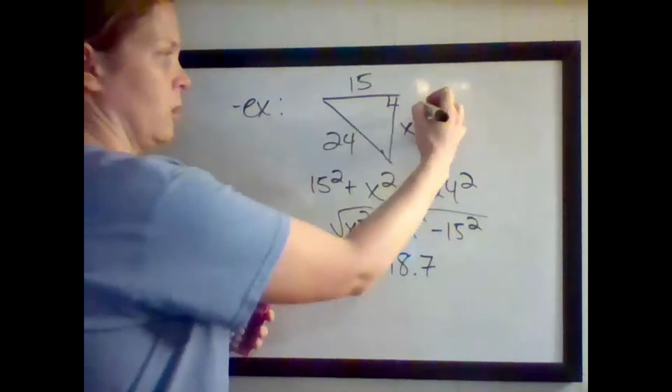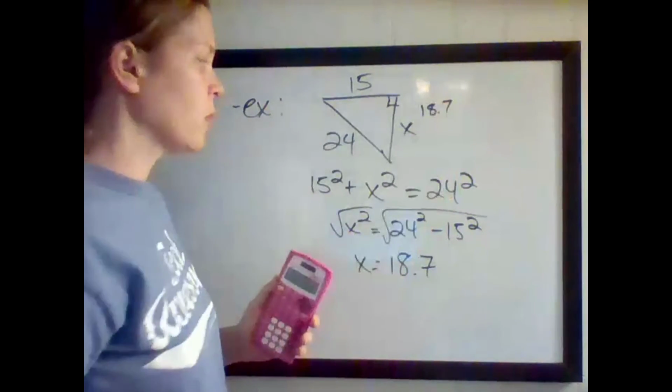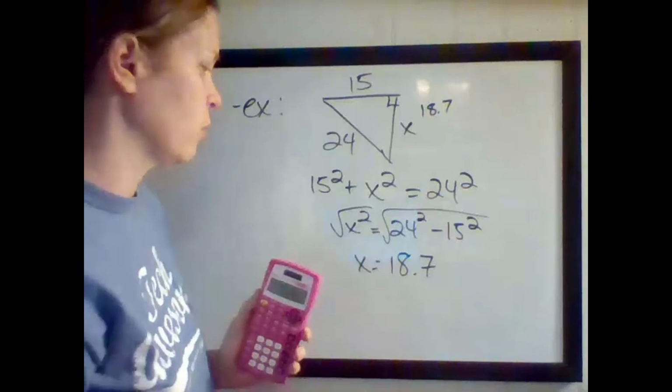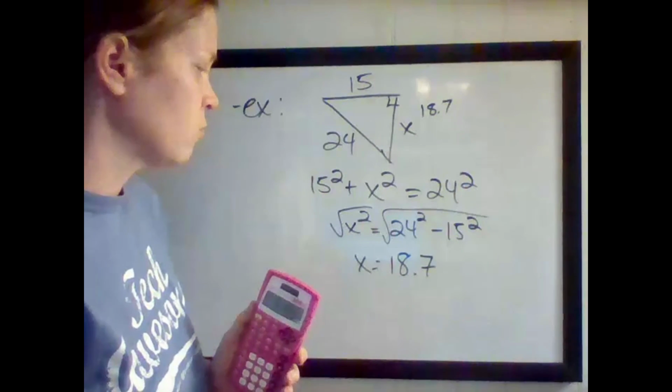And that seems reasonable. Remember, the hypotenuse has to be the longest, so it has to be less than 24. And that looks good.